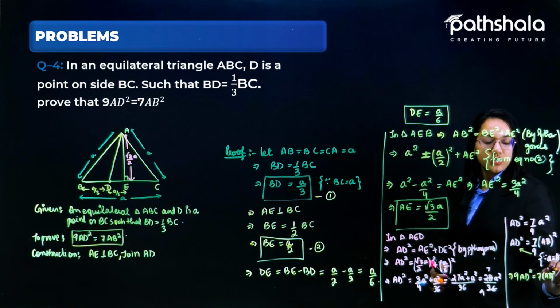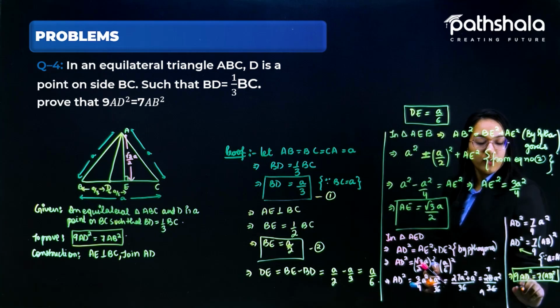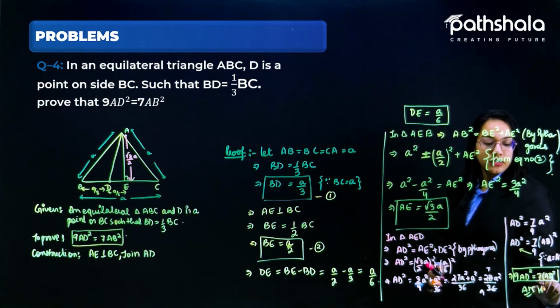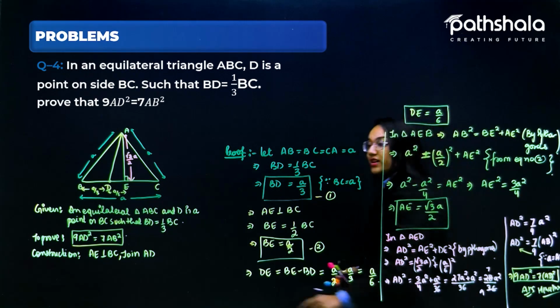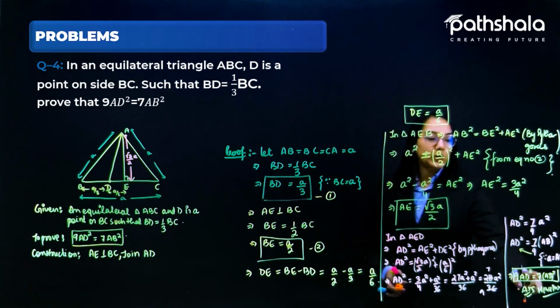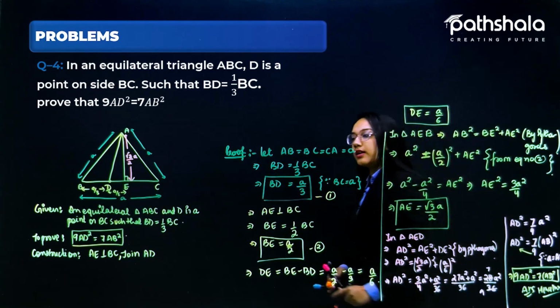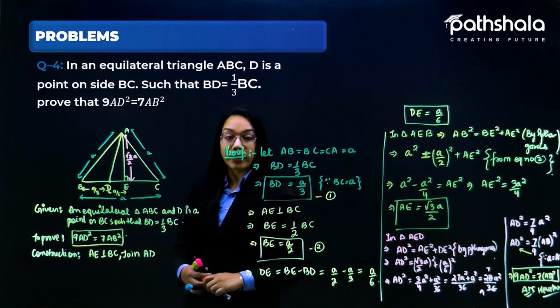So this is what we just wanted to prove. Hence proved, that 9AD square is equal to 7AB square. So this is the thing that we wanted to prove in this particular question.